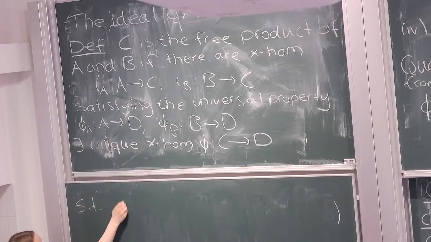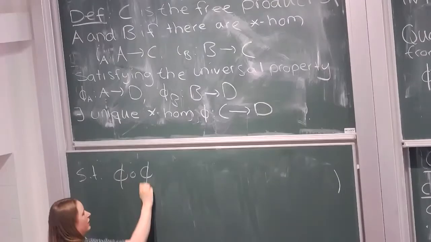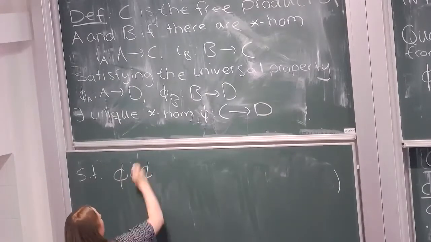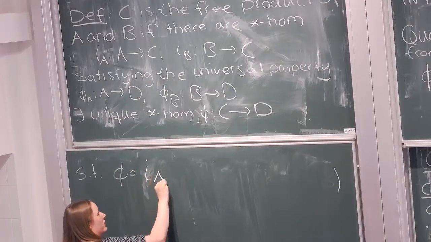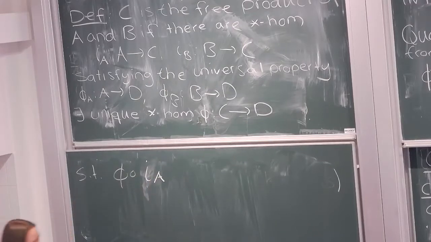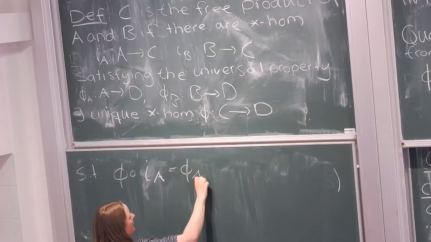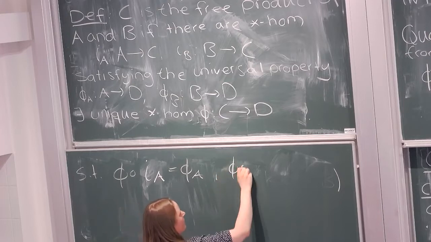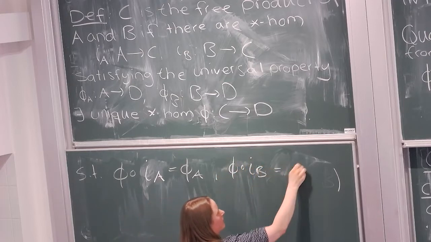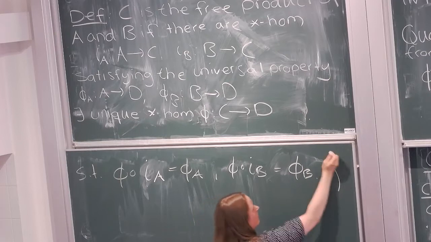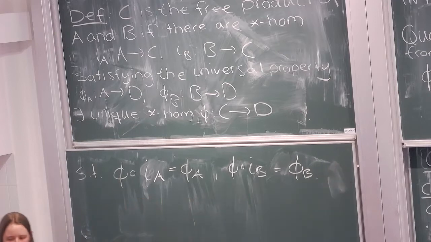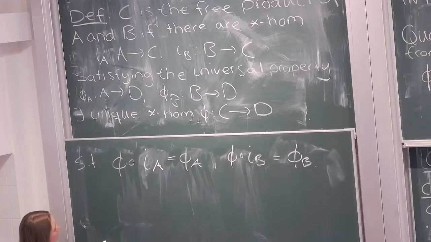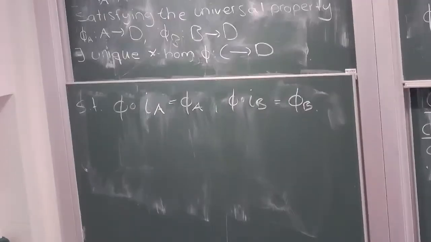Such that if you take phi and compose it with phi, compose it with IA, then you get phi A, and the same for B. And then it can be shown that this free product always exists for these C-star algebras.